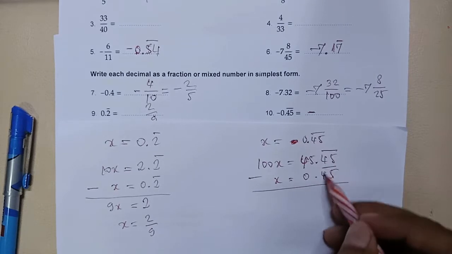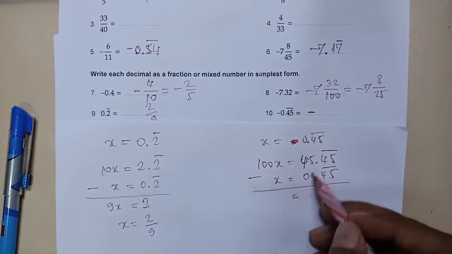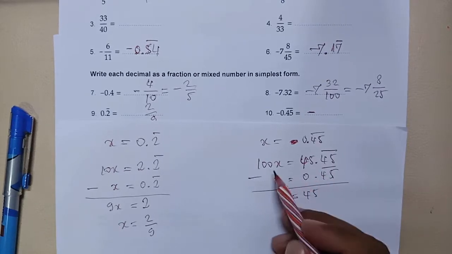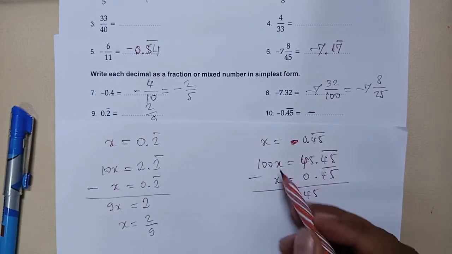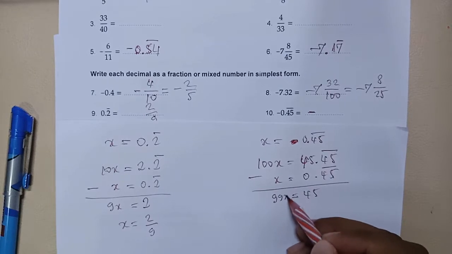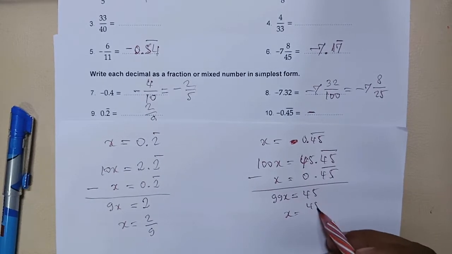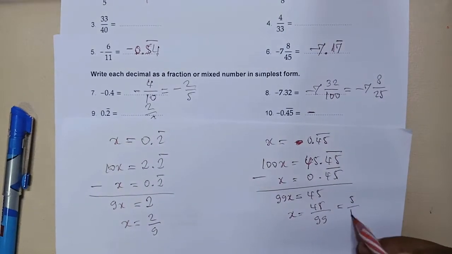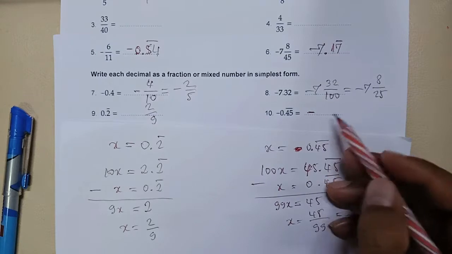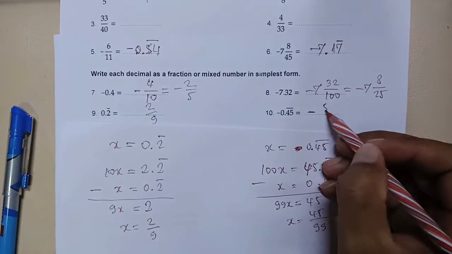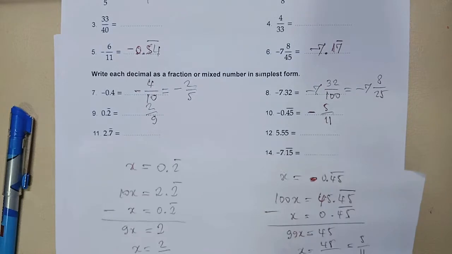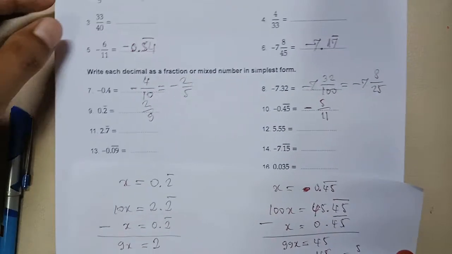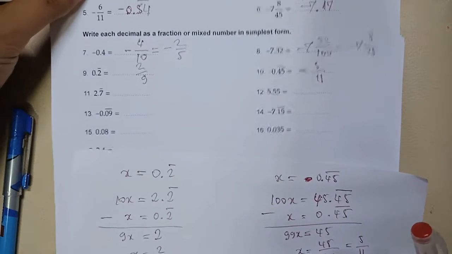The repeated decimal is eliminated. 45 minus 0 is 45, and 100x minus x is 99x. So x equals 45 over 99. Let's simplify this. 45 simplified with 99 gives you 5 over 11. So the answer to this section is negative 5 over 11.